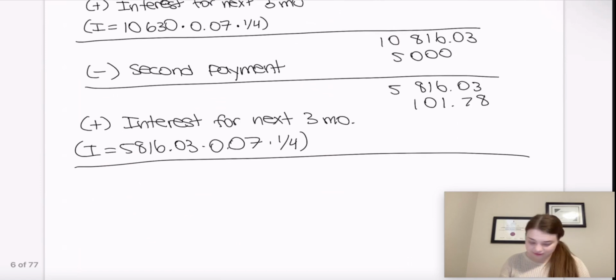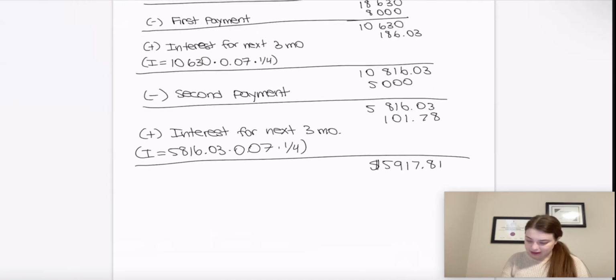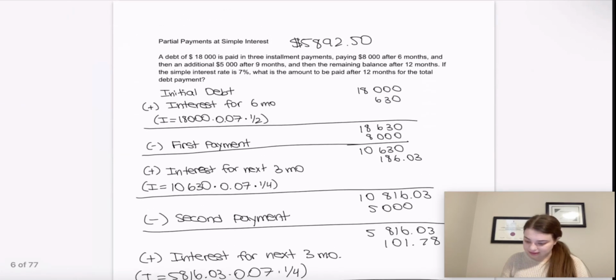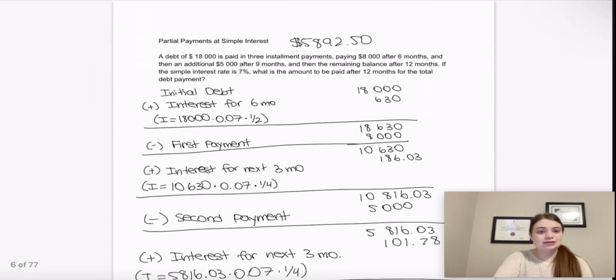So anyways, now we have to add these up. 5816.03. If we add those together, my final answer is that the payment to be made after 12 months in order to get the remaining balance fully gone is $5,917.81. And so there we go. And let's see, is that the same as we got before? Actually, it is not.